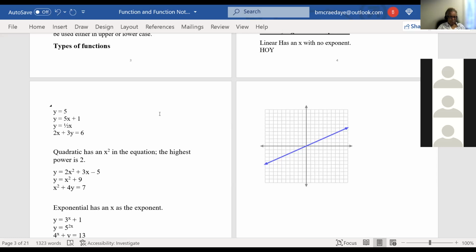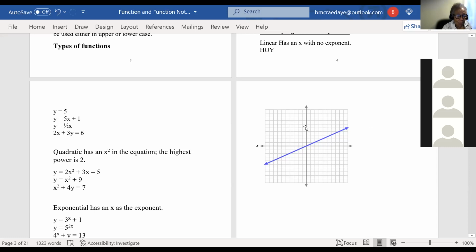Which line do you mean, this blue line? No. If it would be y equals 5, how would that look on this? It wouldn't look like this. One moment, let me get it out. It would be a horizontal line. It'd just be a line, because y doesn't change.